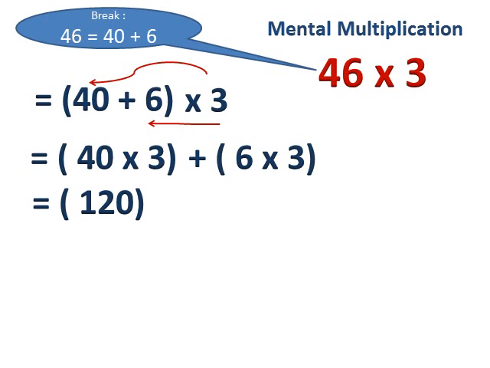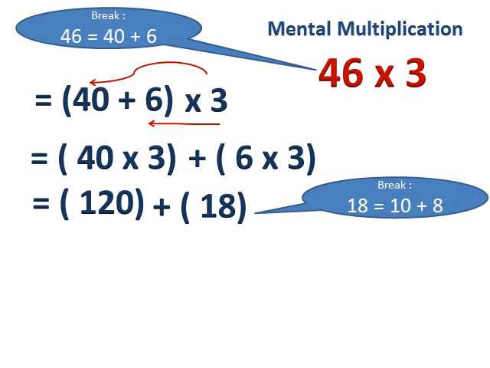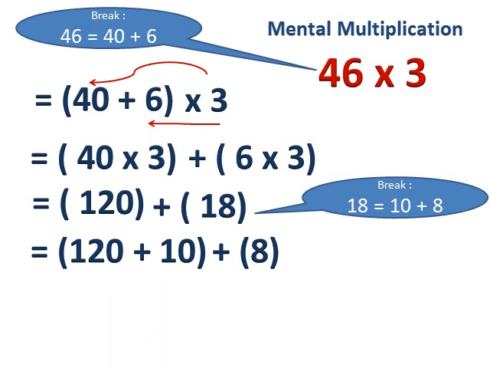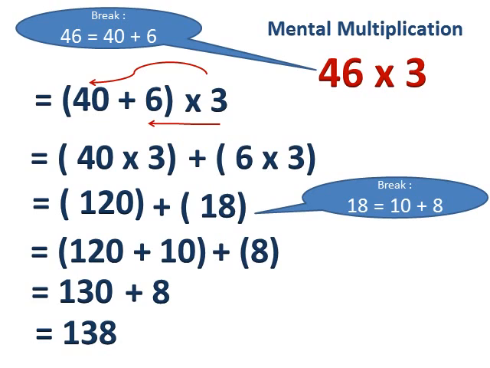So we have 40 times 3 is 120, plus 18. This is really easy to add up, so if you can do that mentally right away, that would be great. Or you can also break down 18 into 10 and 8. You can do that, or you don't really have to, but those are just ideas. So you have 130 plus 8, so 138.